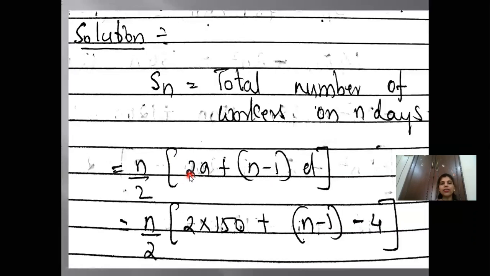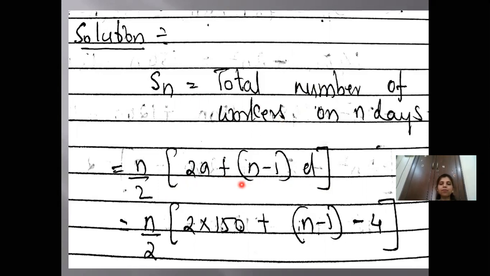So now in the next step, what we are going to do is Sn is the total number of workers on n days. So when you are calculating the total number of workers, it will be n upon 2 bracket 2a plus n minus 1 d. We'll be using that formula. Because on the last day, how many workers were there? That you will have to know.